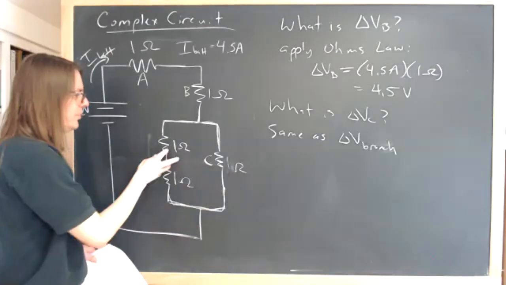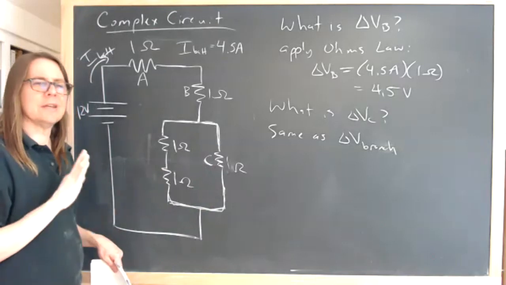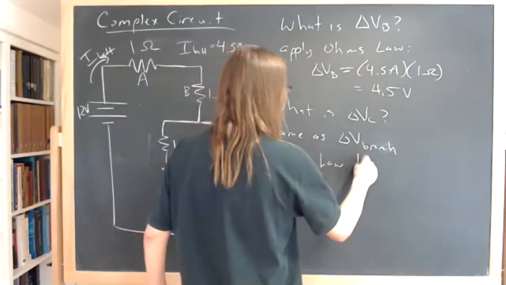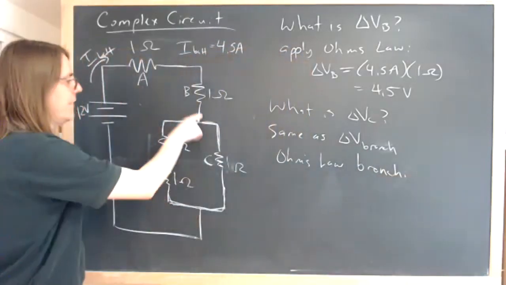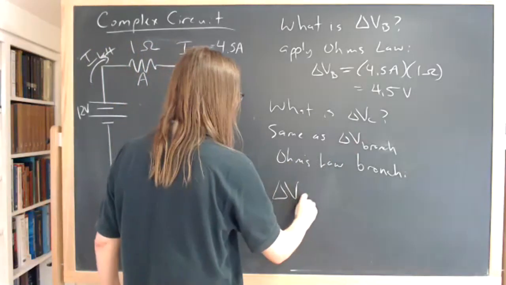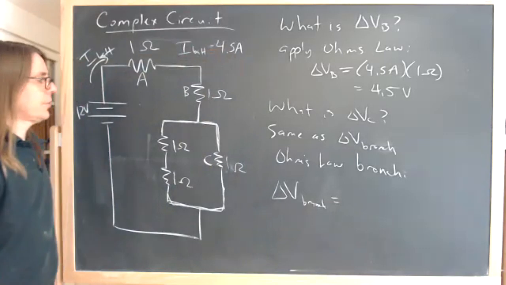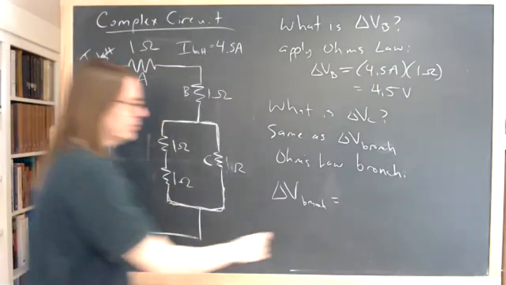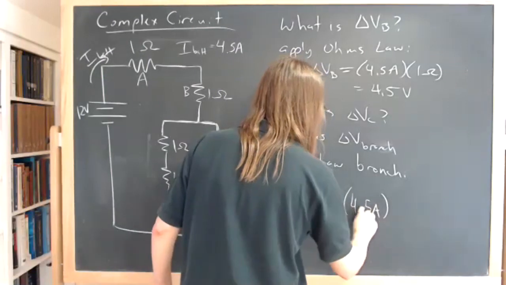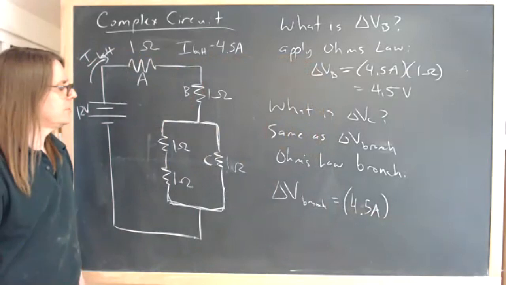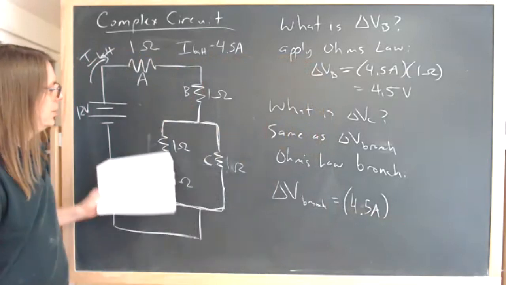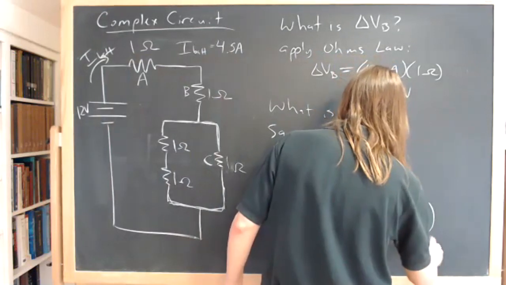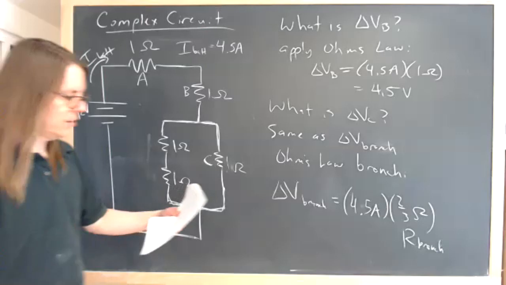I say, how can that be? This one's 1 ohm, this is 2 ohms. So they have different amounts of current. But we're going to get away with not calculating that current. Here's what we're going to do. We're going to say Ohm's law of a branch, the whole thing. Then that delta V branch, which is the same as delta VC, equals the current through the branch, which is 4.5 amps, going through the whole thing as though it's a single resistor, times the equivalent resistance of the branch. It was 2/3 of an ohm. Remember, it was 1/1 plus 1/2 is 3/2, flip it back over. So we just say it's 2/3 of an ohm, R branch. Okay, so there we find that it's 3 volts.